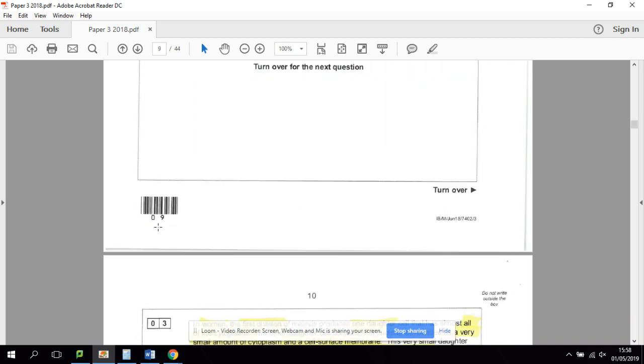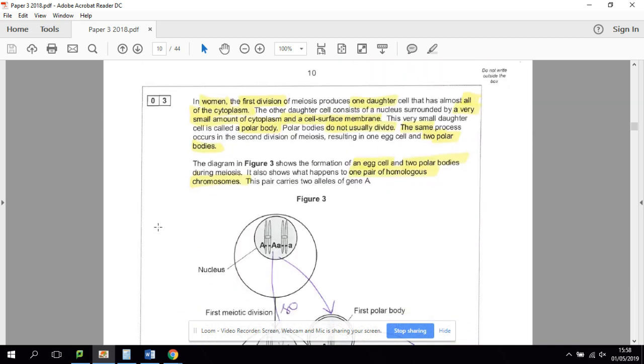Right, so what we're looking at next is question 3. Question 3 was about meiosis. In the first division of meiosis, the woman produced one daughter cell that has almost all of the cytoplasm, and the other daughter cell consists of a nucleus surrounded by a very little amount of cytoplasm and the cell surface membrane. This very small daughter cell is called a polar body, and polar bodies do not usually divide. That's important information, so they won't divide. The same process occurs in the second division, resulting in one egg cell and 2 polar bodies.